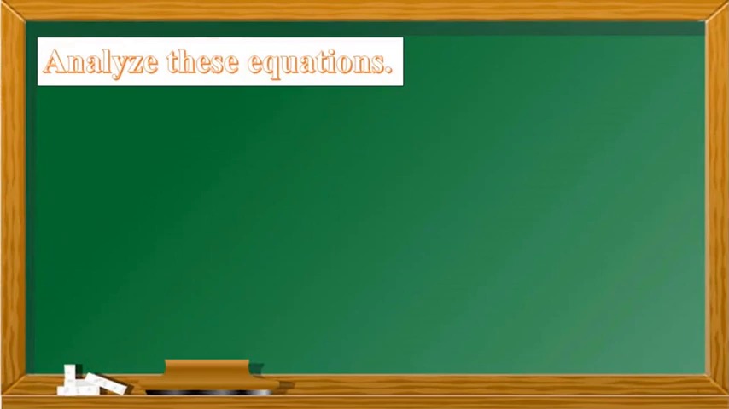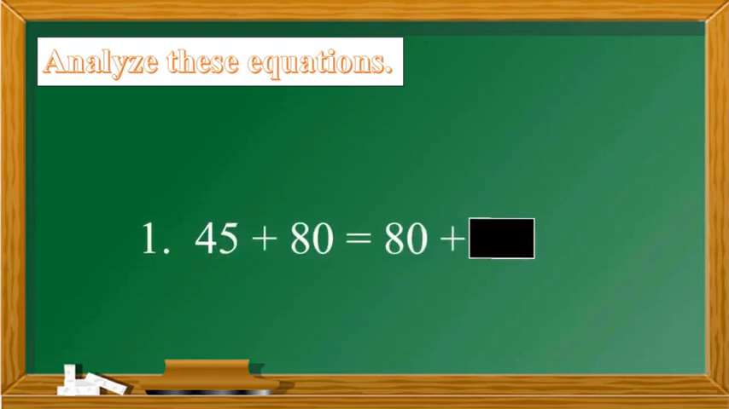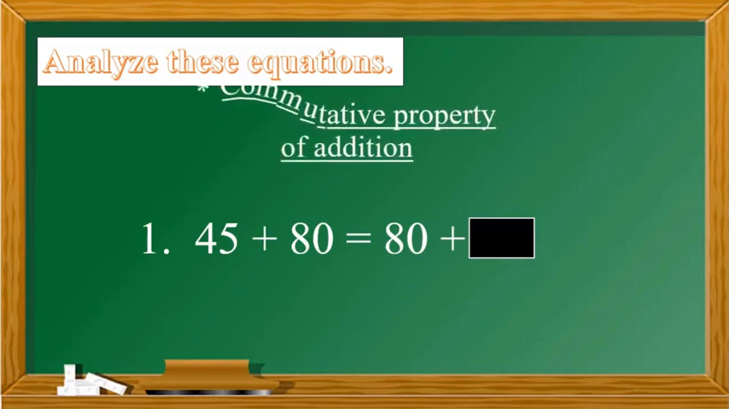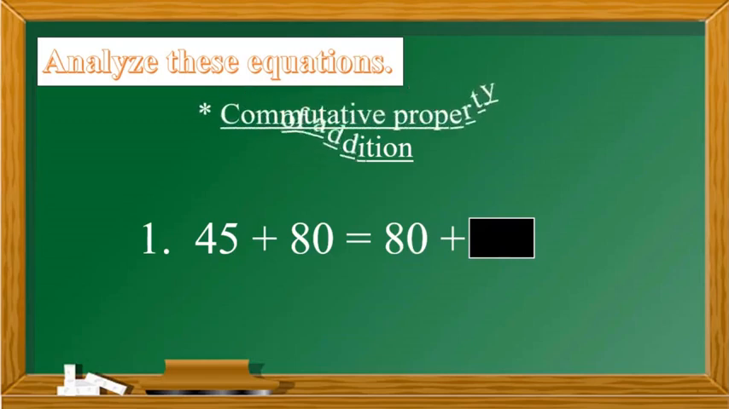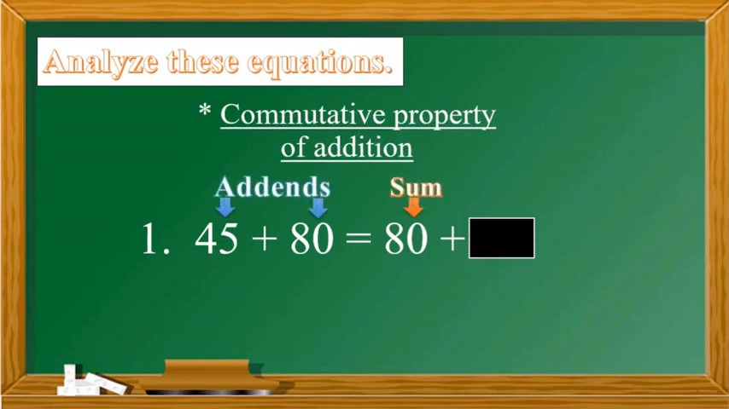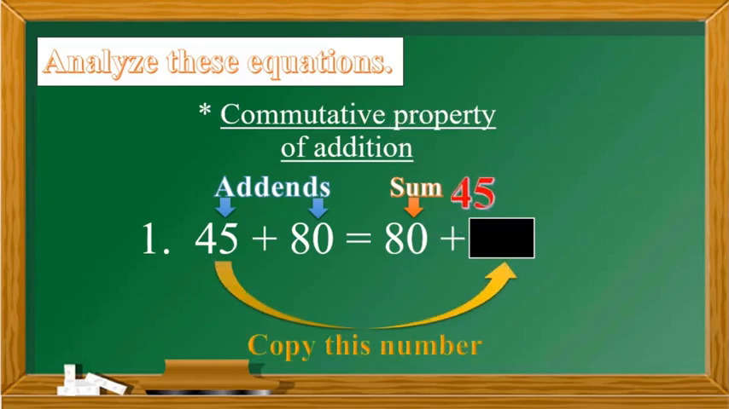But before that, listen attentively as I show you first how to find the missing numbers in an equation. First example, 45 plus 80 equals 80 plus the missing number. What property of operations does it involve? The answer is, it involves the commutative property of addition. The order of the addends does not affect the sum. Then, what is the missing number? The answer is 45.